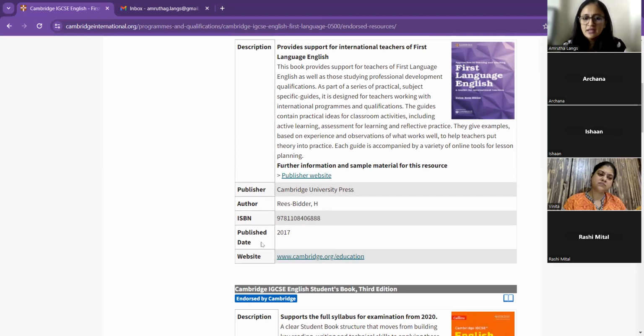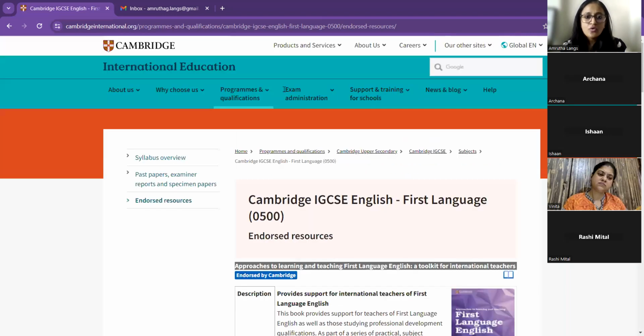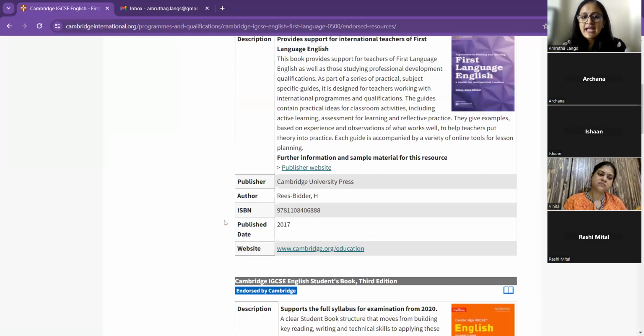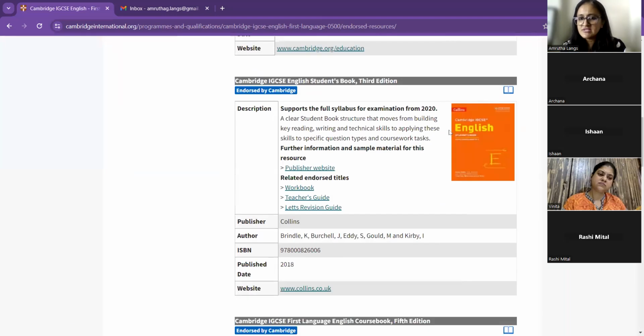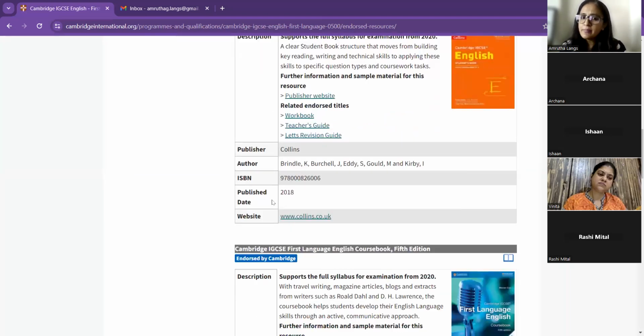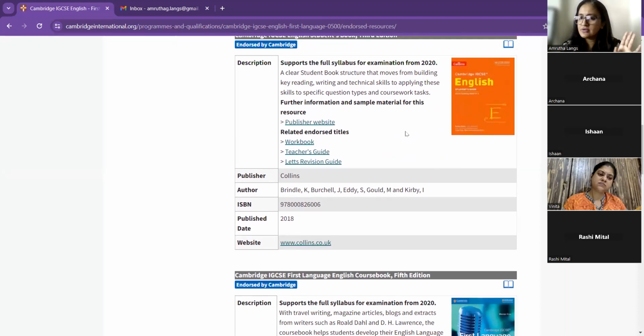textbook for your child. So what you need to check is, go on the selected subject, go on the endorsed resource, and there you will see the textbook. Say, for example, someone is giving you this orange textbook. It's by Collins. Check the published date, 2018. The 2018 published date is still valid till date. Okay, then buy it and use it for your exam. But they have written here, supports full syllabus for examination from 2020.